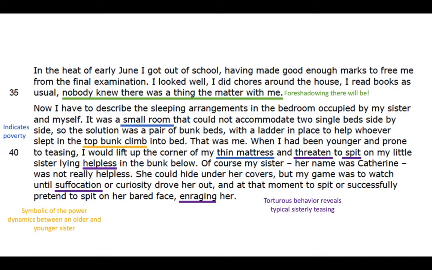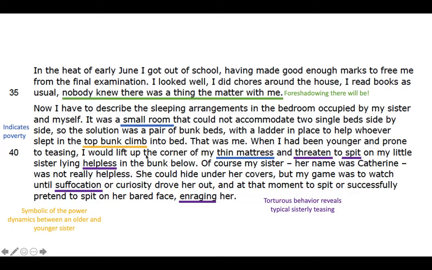And again, we have this further establishing the sense that they lived a very simple life and probably quite a poor life. She sleeps in a small room with her sister. There's two single beds side by side. I've read that wrong. So there is a bunk bed, basically. She's on the top bunk, and she's got a thin mattress. So the small room, the thin mattress, she's sharing with her sister. That indicates the poverty. She's on the top bunk, though.